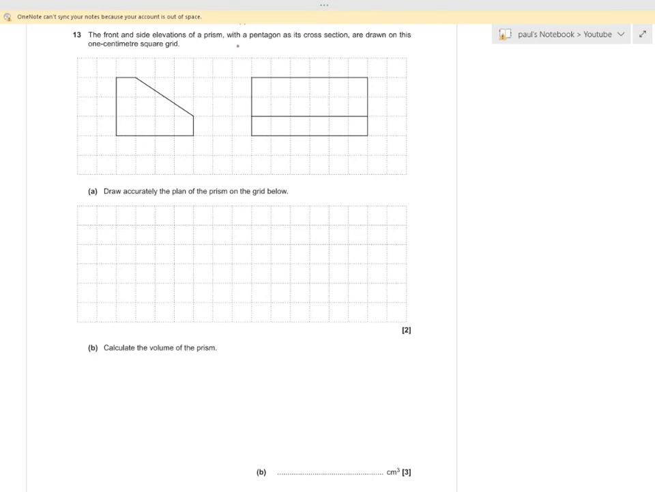The front and side elevations of the prism with the pentagon as its cross section are drawn there. Draw accurately the plan of the prism. The plan. Now the plan is looking down that way. What's that? That's the side, isn't it? So the plan is going to be, there's going to be a little bit there. We're going to see one width. So it's one width, and it's 1, 2, 3, 4, 5, 6 long. Then we're going to be seeing that bit there, which is going to be the same 6 long, but it's going to be 3.